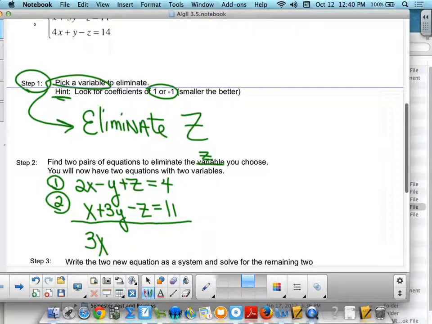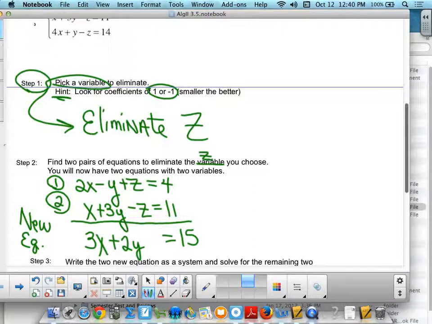3x. What do the y's add up to? 2y. What about the z's? Nothing. Gone. What about the constants, 4 and 11? 15. You now have a new equation with how many variables in it?